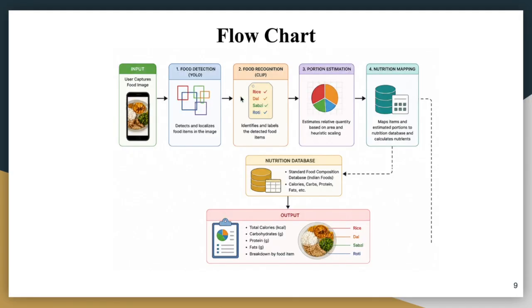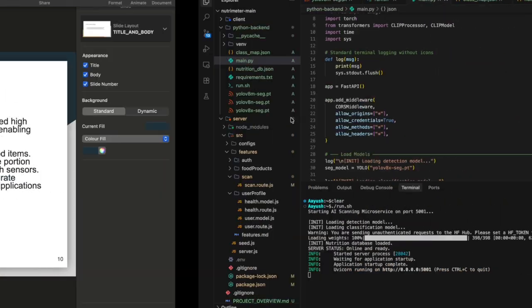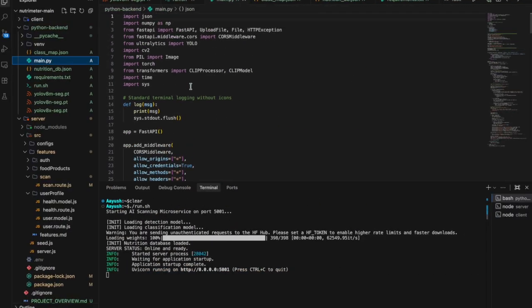The flow chart is also the same. As the input goes, it goes to YOLO, which detects the food items, and after that it goes to CLIP, which identifies the name of those items. After that we calculate the proportion estimation and nutritional mapping, and then showcase the output. So let's move to the IDE for a better understanding of the project.